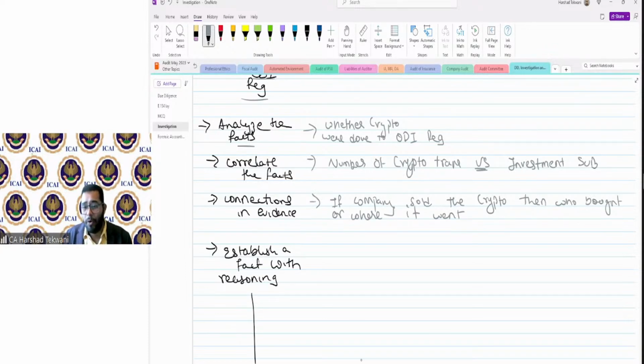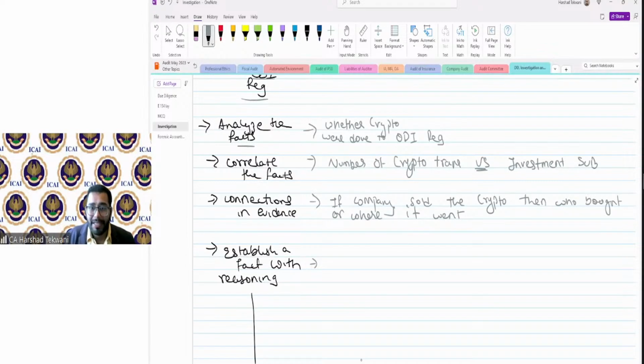Sometimes you have a secret holding. For example, investment is done but it is not disclosed in the books. Payment is done through cryptocurrencies, so that nowhere does it appear that they are the real owners of the company. So to understand, you connect the evidence and establish the fact with reasoning.